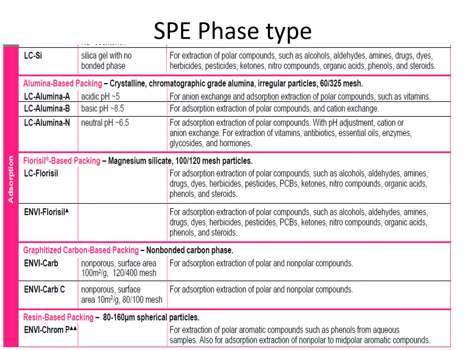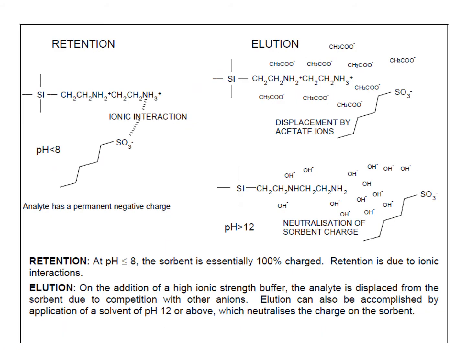So this table here shows another type of SPE sorbent as well. There is alumina based packing, Florisil based packing, graphite, and resin based packing. All these are suitable for certain types of analyte. All the description here is very detailed, so you may refer to this table later when you do your revision.